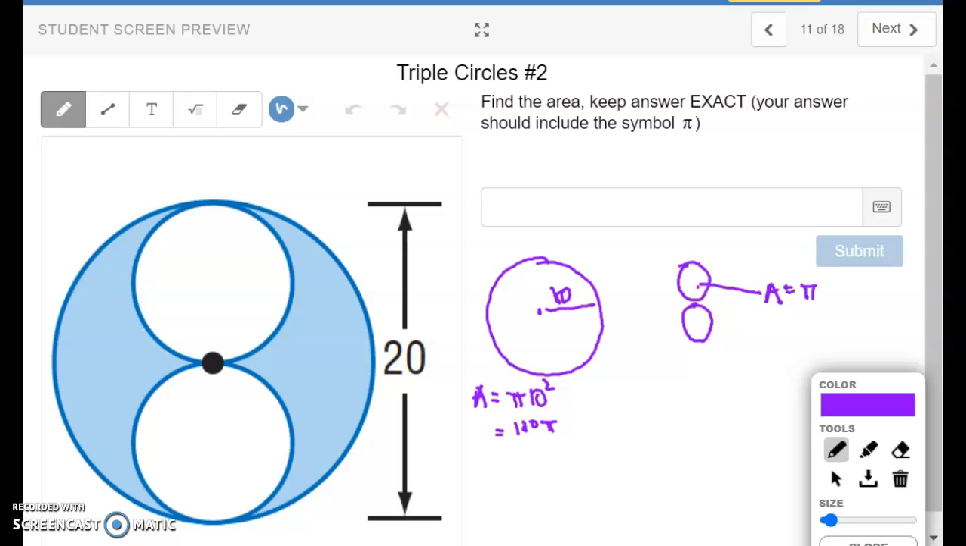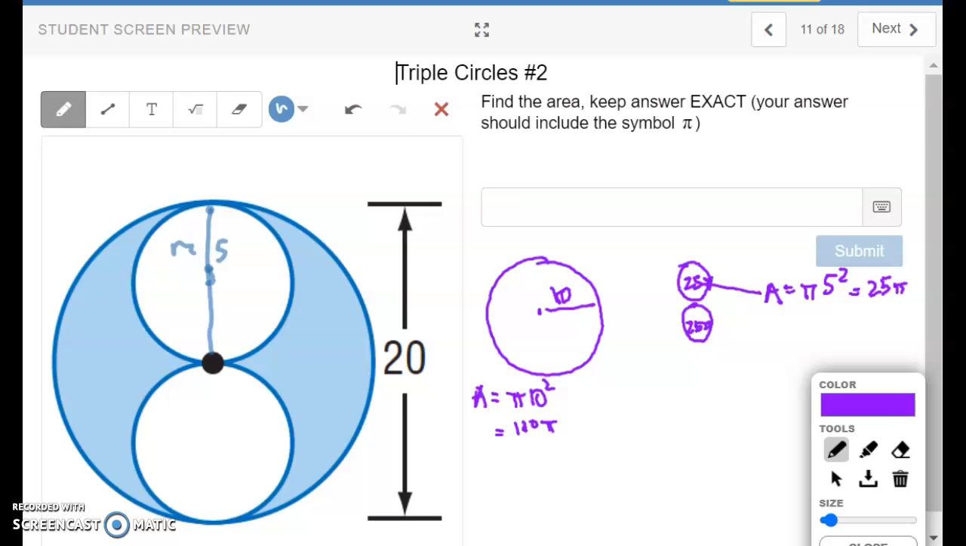The radius in this case: this is 20 here, I'm sorry, this is 10 units here. So half of that is going to be 5. So the radius for the little circle is 5. So now we know that this is going to be pi times 5 squared, which is 25 pi. So I know that this is 25 pi and this is 25 pi.